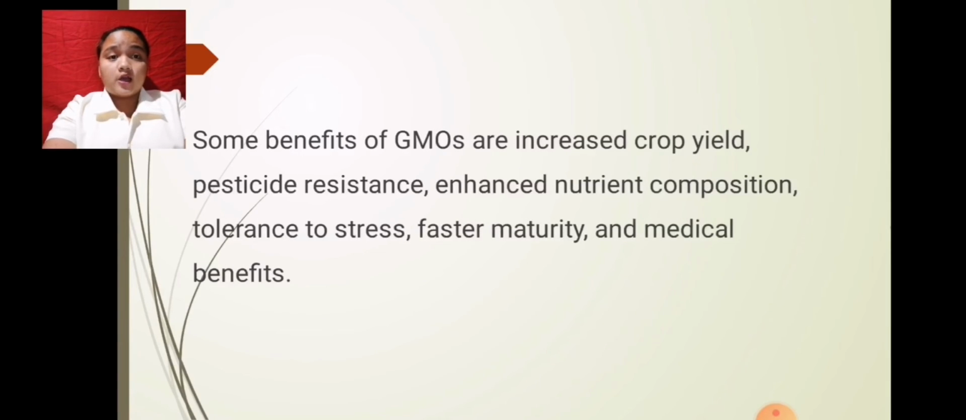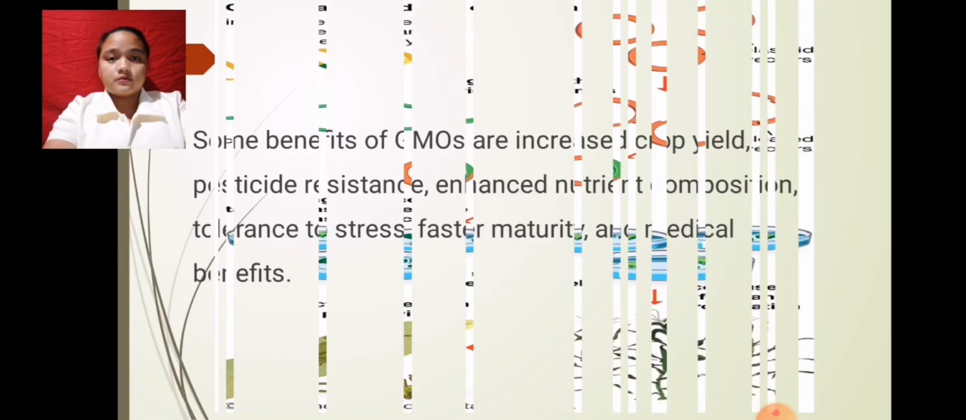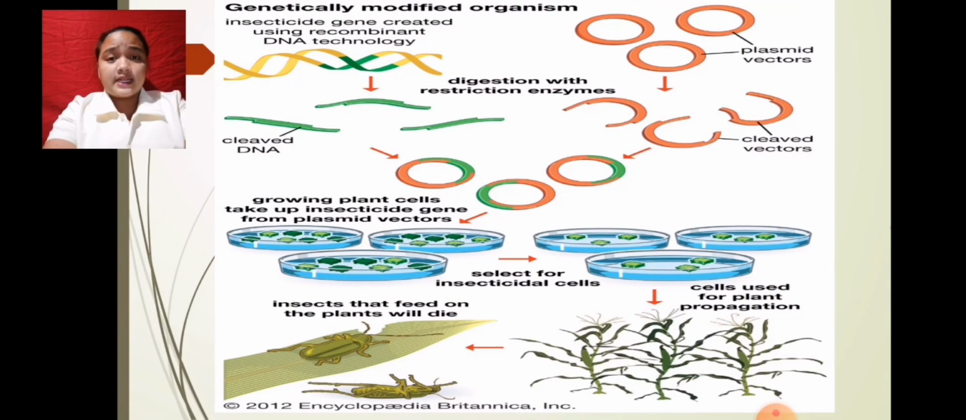Some benefits of GMOs are increased crop yield, pesticide resistance, enhanced nutrient composition, tolerance to stress, faster maturity, and medical benefits. So this is an example of a genetically modified organism.